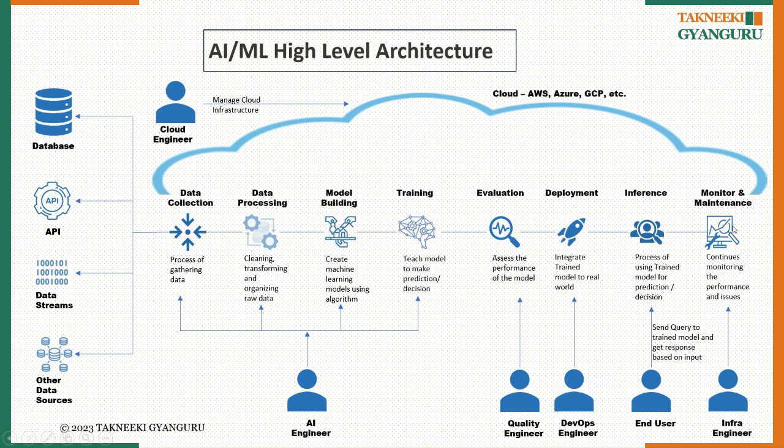Monitor and maintenance will be taken care of by the infra engineer, right? And if this whole system is in the cloud, that may be Azure, AWS, or GCP. It is not mandatory that it is in the cloud; it can also be in a data center, right? And the cloud, all this infrastructure, will be managed by the cloud engineer. So this is the high level architecture of AI/ML.